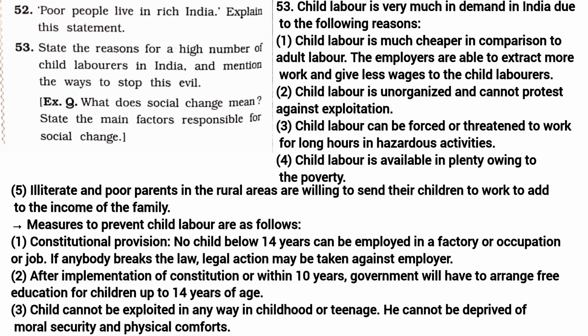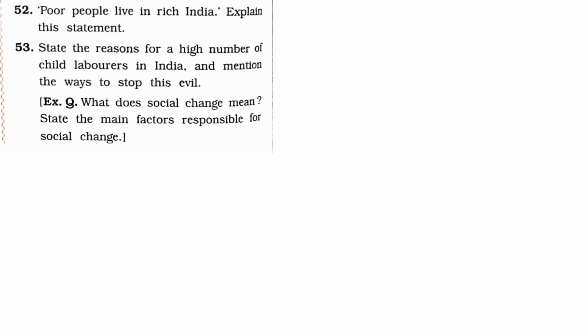Number 2. After implementation of the constitution or within 10 years, the government will have to arrange free education for children up to 14 years of age. Number 3. A child cannot be exploited in any way in childhood or teen age. He cannot be deprived of moral security and physical comforts. Question number 53, extra question. What does social change mean? State the main factors responsible for social change.